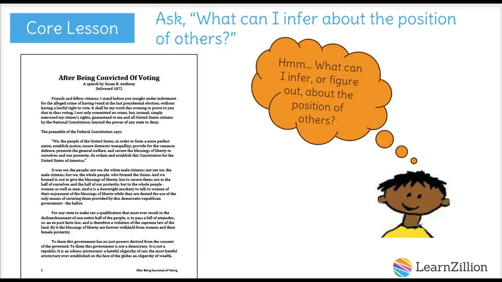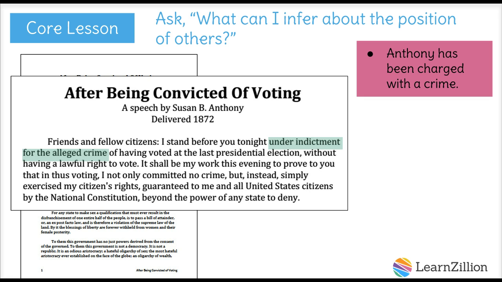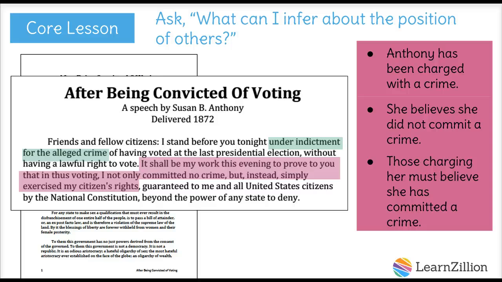I'm going to start with what I know so far. Here in the first paragraph it says, under indictment for the alleged crime. So I know that Anthony has been charged with a crime as she is under indictment. As I keep reading, I am reminded of her purpose. Anthony believes she did not commit this crime, as it is her purpose to prove this. Then, taking these 2 pieces of information, I can infer that other individuals or people have charged Anthony with a crime. I can also infer the following about the position of others. Those charging her must believe she has committed a crime.